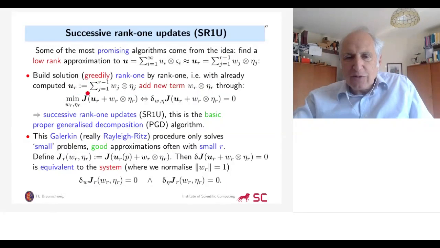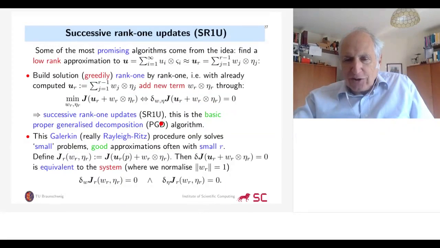So I do the following. I set U_R to be this here, and now add a new term. So I keep this here. I computed this beforehand, and now I need to add a new term. So by minimizing with respect to W and with respect to eta, I take the derivatives with respect to W and eta, okay? So of course, this is a coupled system of equations, okay?